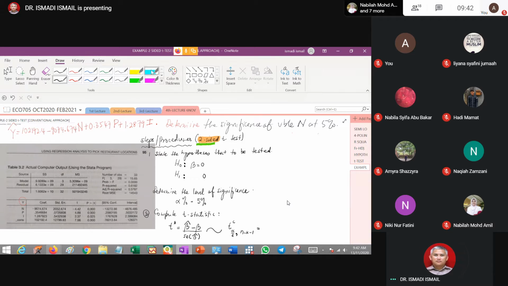So the significance of variable n. The answer here, in principle, is either variable n is significant or not significant. So in this case, we need to conduct a two-sided t-test, because the outcome can be significant, can be not significant. So there is a two-sided t-test, although it is not mentioned as two-sided.